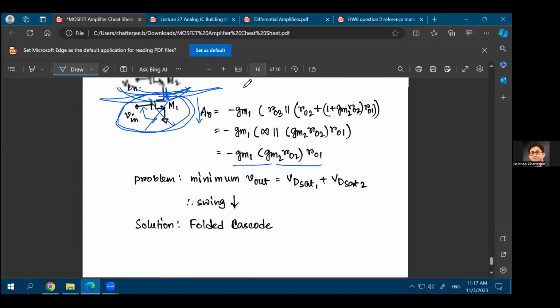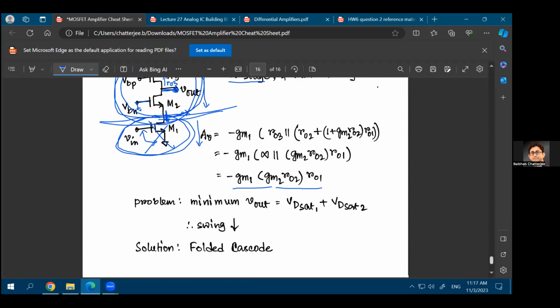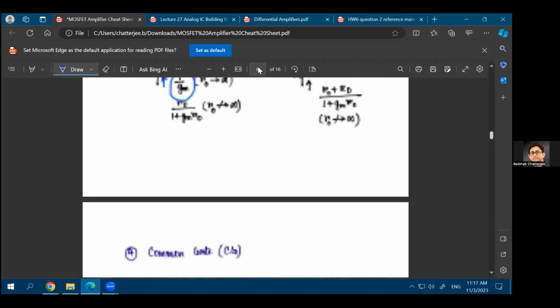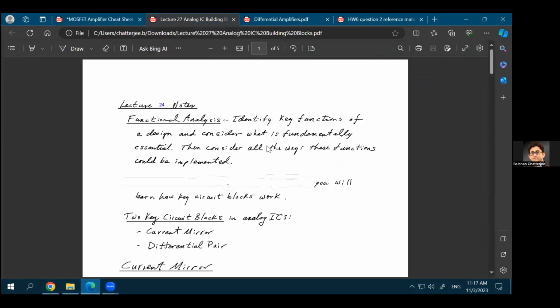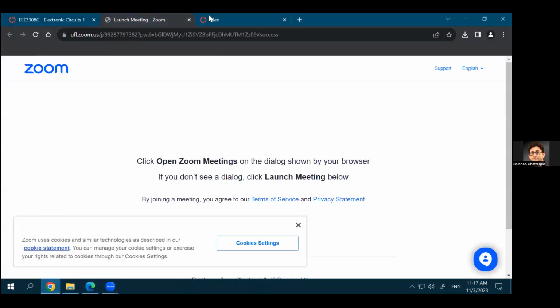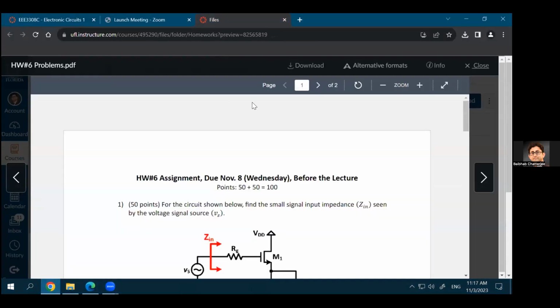All right. So that brings us to the end of the summary of the MOSFET discussion. Any questions over here? If not, I'll discuss a little bit about homework 6 and how to solve the homework 6 problem easily.